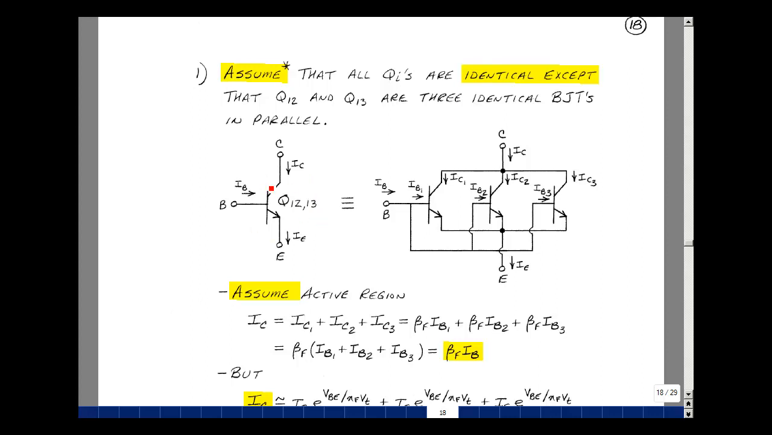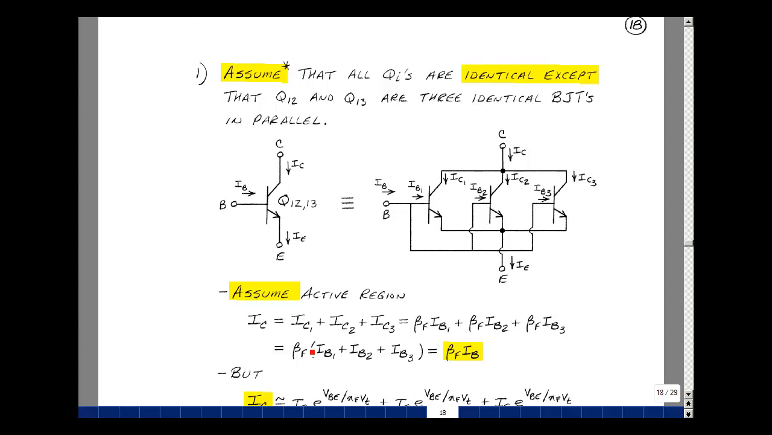Let's call this transistor like before, with a collector current, a base current, and an emitter current. And then let's show the 3 transistors inside, and we'll number those 1, 2, and 3. Let's assume that we're in the active region. The current coming in here is I sub C, and what's leaving is I sub C1, I sub C2, and I sub C3. So we're going to sum those 3. If we're in the active region, then this current here is going to be beta F times I sub B1, and then beta F times I sub B2, and beta F times I sub B3.